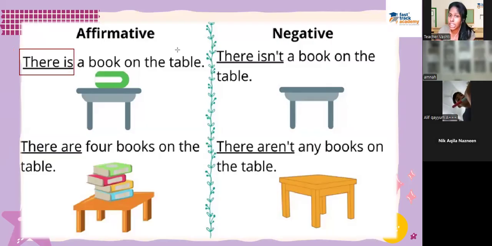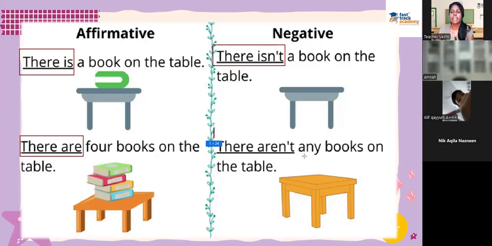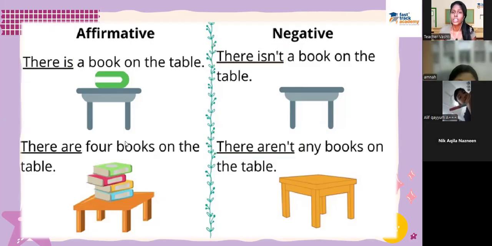Kalau tak ada, what do we say? There isn't a book on the table. If there are more than one, you can say there are 4 books on the table. If there aren't any, kalau tak ada apa-apa, you can say there aren't any books on the table. So, biasanya kita guna there is or there isn't untuk satu, only one. Kalau ada banyak, we use there are or there aren't.